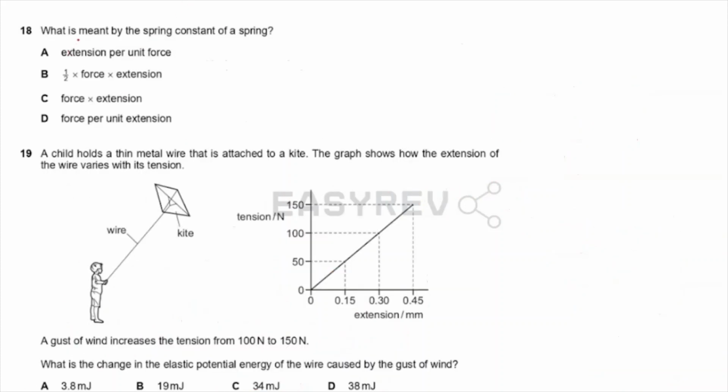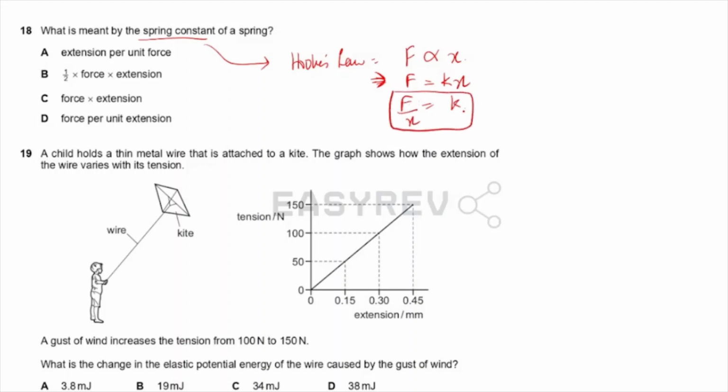Now question 18 says, what is meant by the spring constant of a spring? So this is in relation to Hooke's law, which states that force or load applied to a spring is directly proportional to its extension. And if you remove the proportionality sign, you can replace it with an equality sign and a constant. And k is that spring constant, which shows from a rearrangement that spring constant is force applied per unit extension. Per unit implies a division. So the one option that matches this is D.